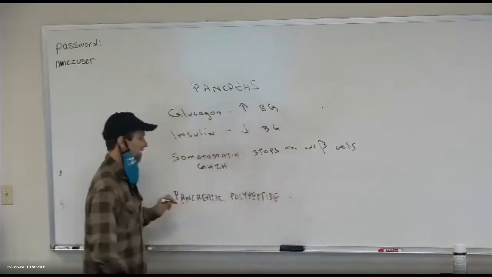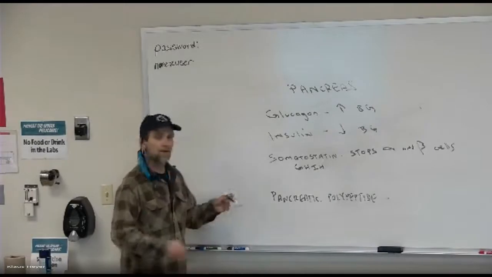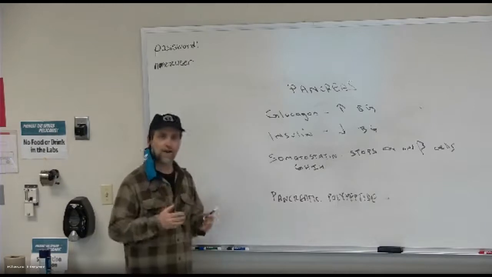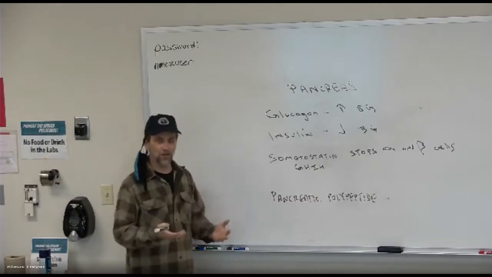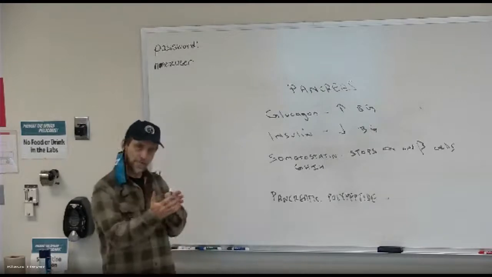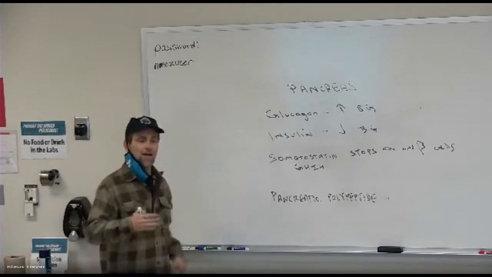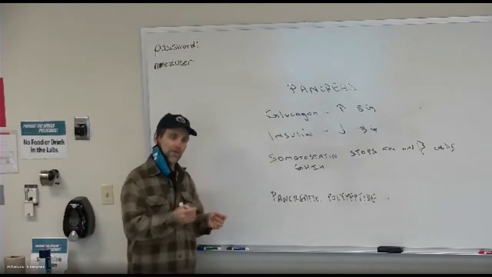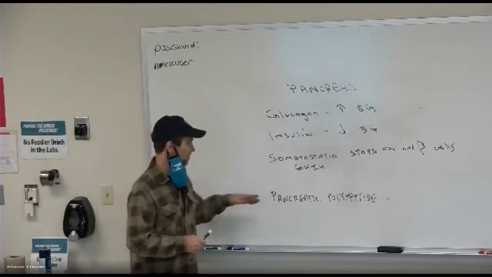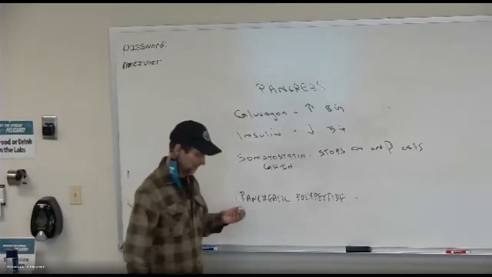The last one's called pancreatic polypeptide. Your pancreas makes a bunch of enzymes that break down your food. That's an exocrine function, meaning that it goes through a duct. It doesn't go into your blood. These go into your blood. The enzymes that the pancreas makes go through a duct and into the intestine. So this stimulates the release of the digestive enzymes.